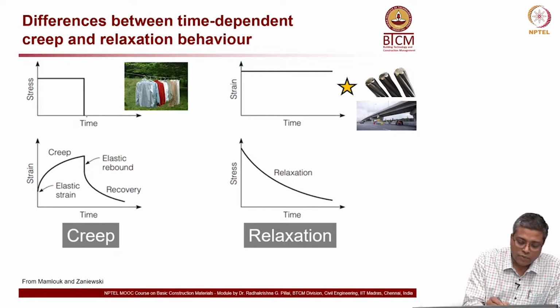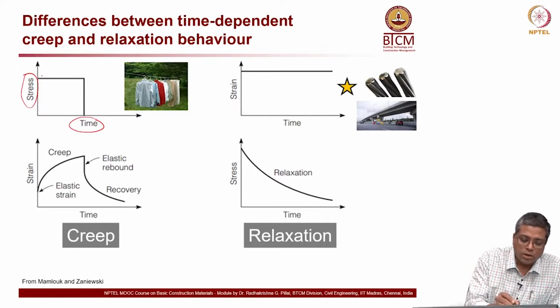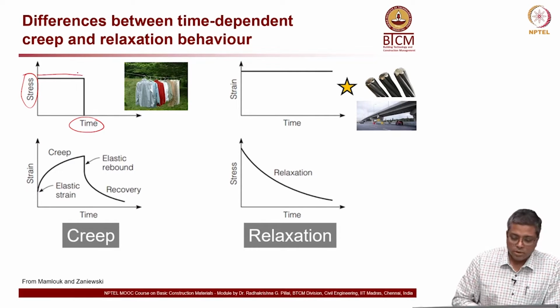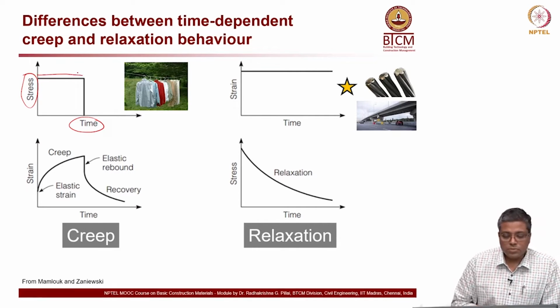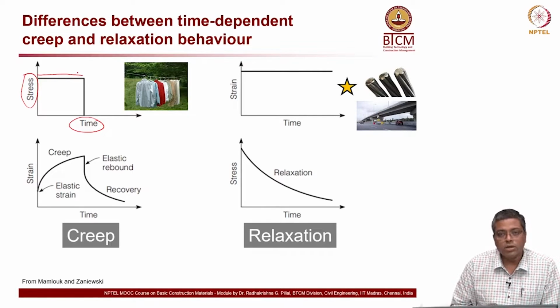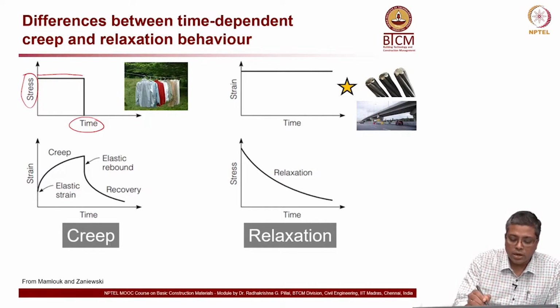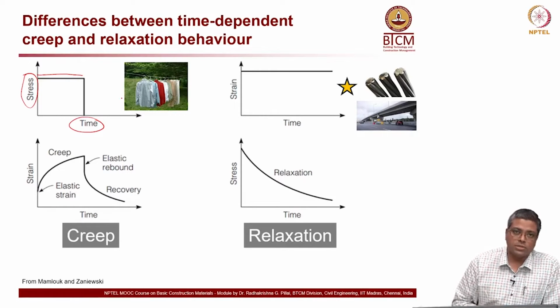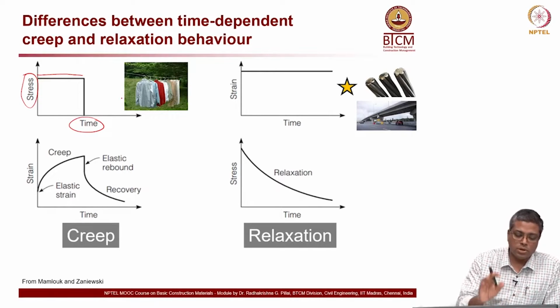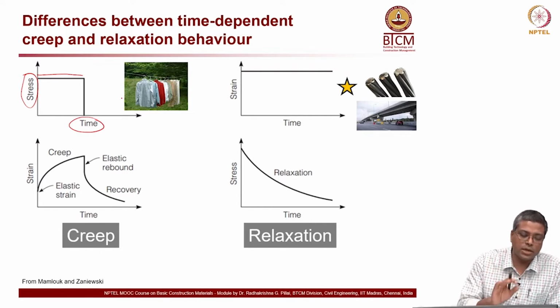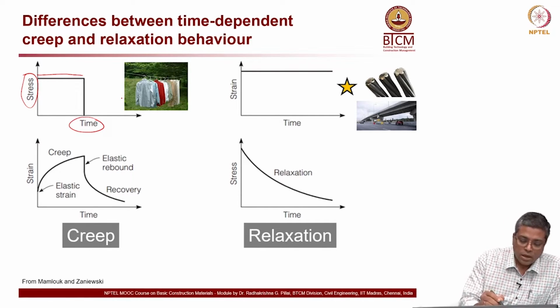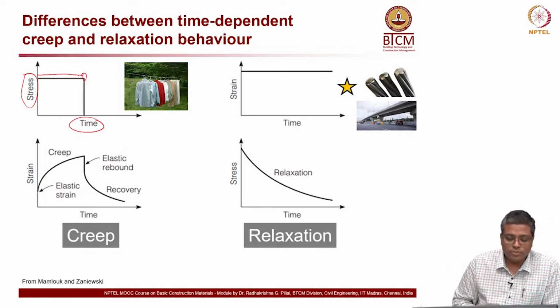What you see is the first graph, time versus stress. What it means is the stress is constant over a period of time. This is an example: you can see cloth hung on a string. The load of all these shirts causes some stress acting on the string. At one point it is unloaded, you take the cloth off.